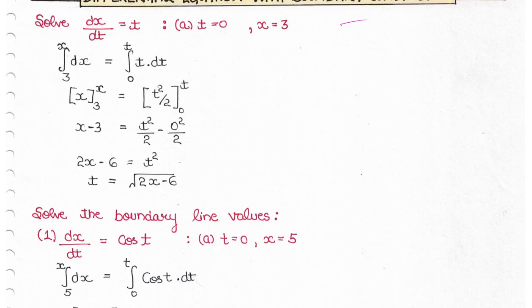So solve dx/dt = t, where t = 0 and x = 3 is the boundary condition. So dx = t dt, integrating from 0 to t and 3 to x. So we get x − 3 = t²/2 − 0²/2, or t = √(2x − 6).